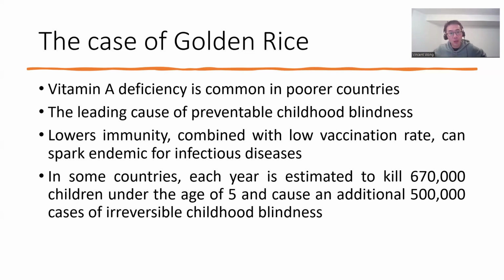Vitamin A deficiency also lowers immunity. And if you combine that with low vaccination rates, which is usually the case for some of these developing countries because of poor infrastructure, for example, that could spark endemic infectious disease. In some countries, each year is estimated to kill 670,000 children under the age of 5 and cause an additional 500,000 cases of irreversible childhood blindness. So vitamin A deficiency is quite a serious concern for some of these developing countries.